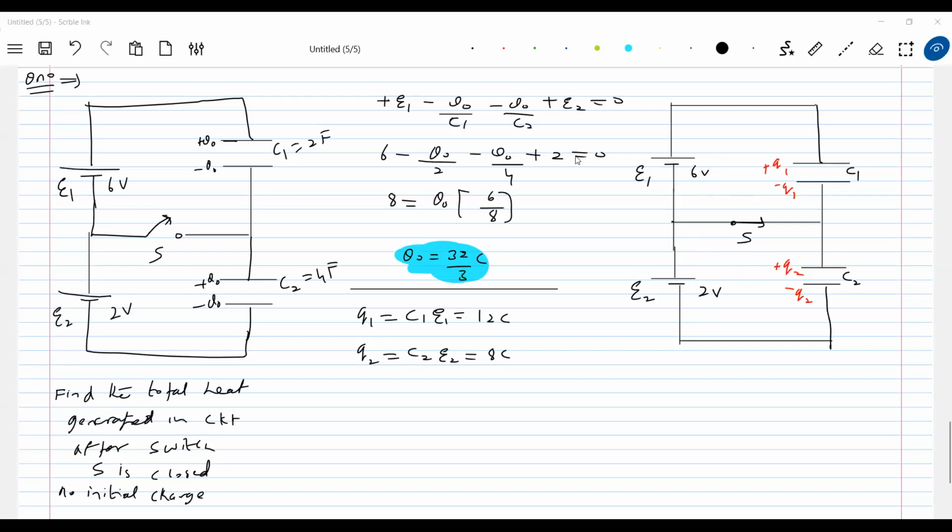Okay, now we got this one. So how to trace out? I'll look at the positive plate of capacitor C1. If you want, you can give the names to the plates, A, B. Let this be plate A.